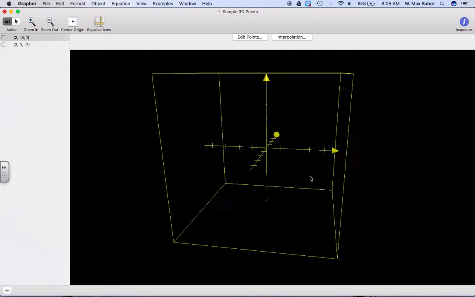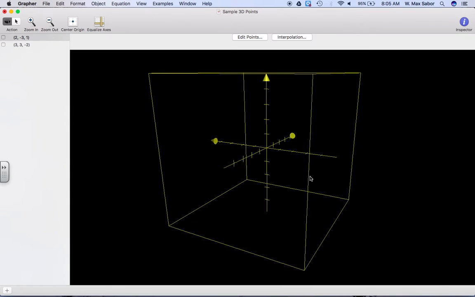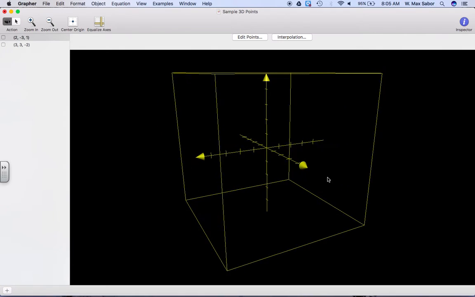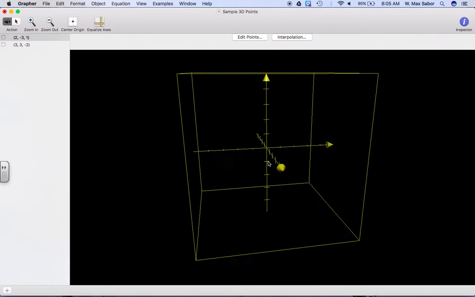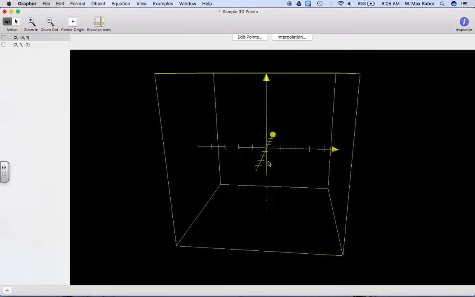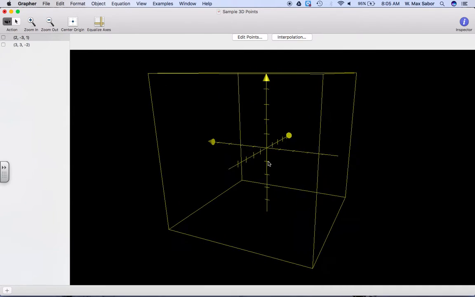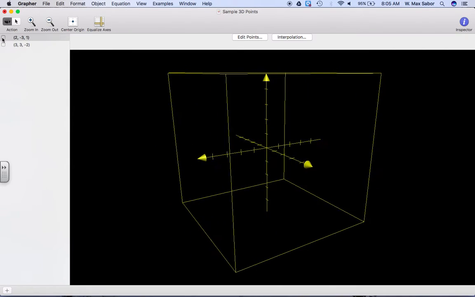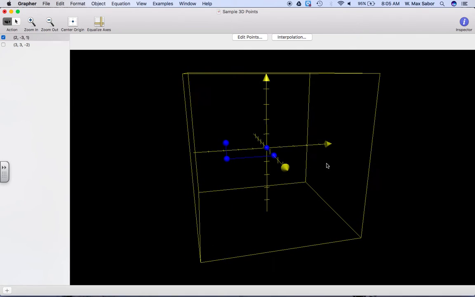So each point in a coordinate space has its own set of coordinates because now there's an x-axis, a y-axis, and a z-axis. We call them triples rather than coordinate pairs. We call them coordinate triples. And here's the point 2, negative 3, 1. So here's the x-axis. Along the x-axis, we go 2 in this direction. And then we go negative 3 along the y-axis. And then we go 1 up the z-axis.